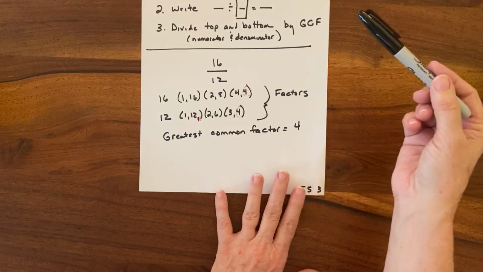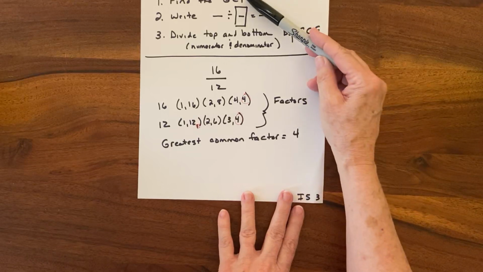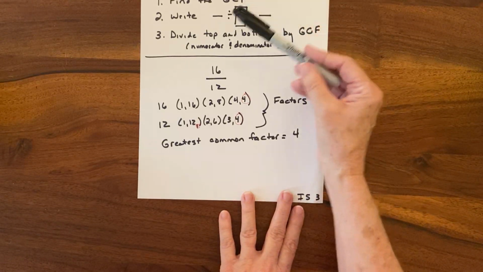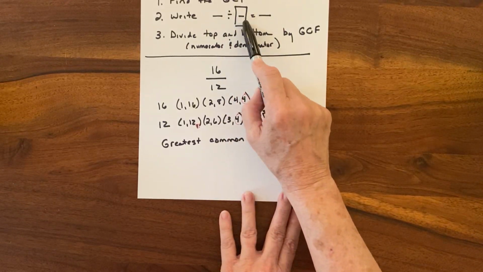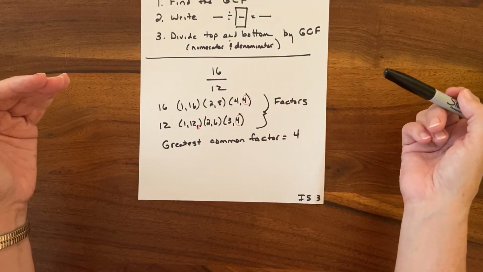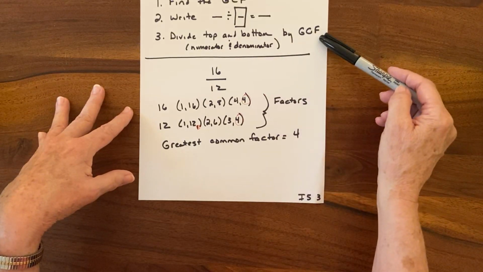So thinking of it as a fraction, let's talk about the steps of reducing fractions. We're going to find the greatest common factor, the GCF. We're going to write our bar divide. Here's my GCF equals line. Okay, so that's my little format. And then I'm going to divide the top and the bottom, numerator and denominator, by the GCF.